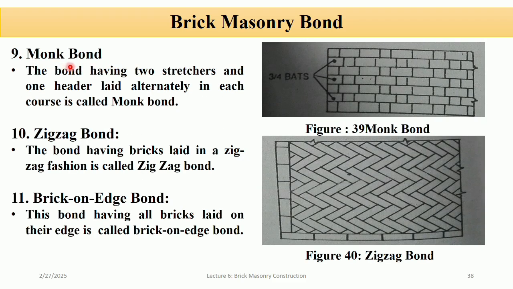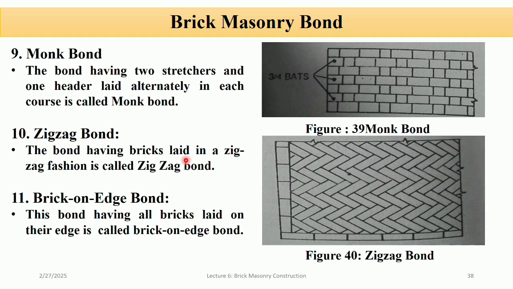Monk bond. The bond having two stretchers and one header laid alternately in each course is called monk bond. You can see in the figure we provided two stretchers and one header, two stretchers and one header in each course. Monk bond is used in the construction of boundary walls where bricks of inferior quality are used for the backing.